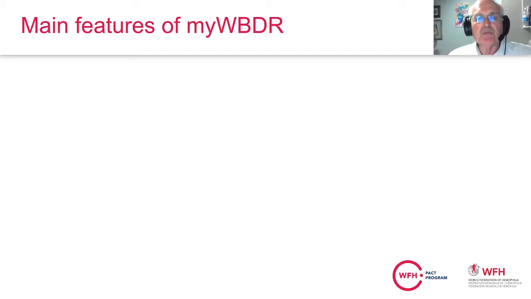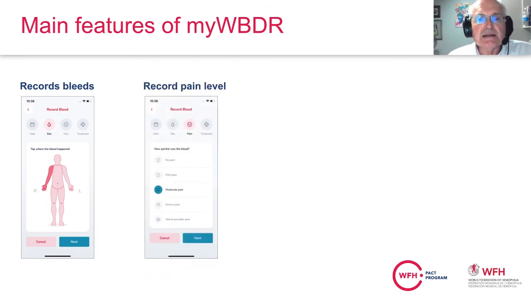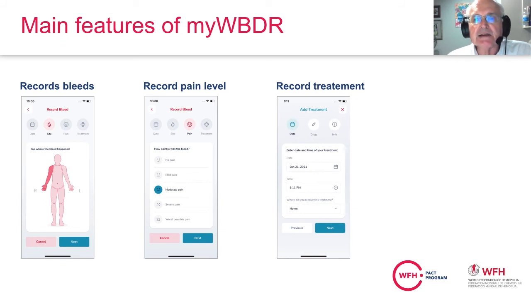So what are the main features? Starting on the left, there's the facility to record bleeds and exactly where they are anatomically. If we move to the second panel, it can record the patient's pain level, and then on the right is the record for treatment. So the date, time, where it was done, and then all the details about the drug.